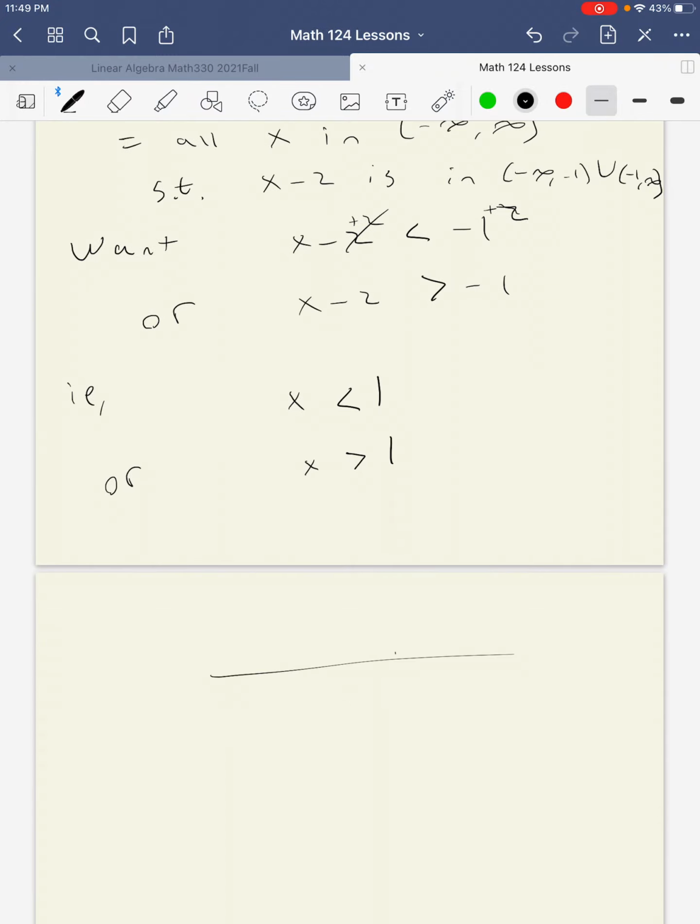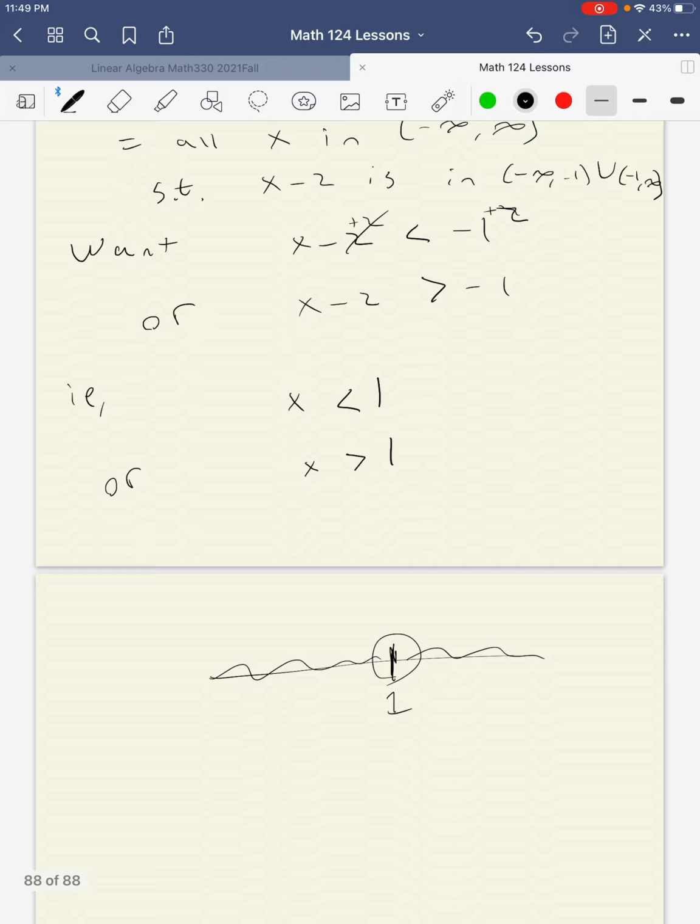So if we draw a number line here, here's the number 1. It could be less than 1, greater than 1. It cannot equal 1. So the domain of f of g is minus infinity to 1, 1 to infinity.